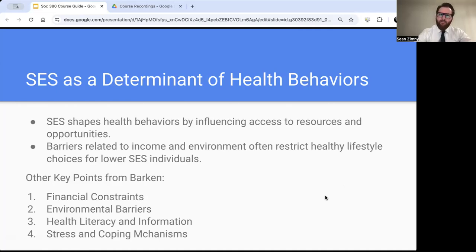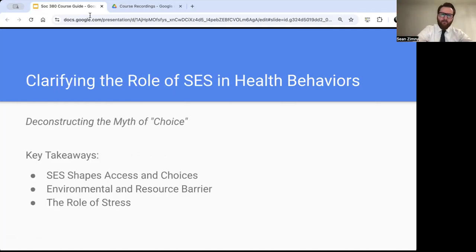So again, think about not just how socioeconomic status is a determinant of health outcomes. Now we're diving deeper and seeing how that impacts actually specific health behaviors and decision-making processes.